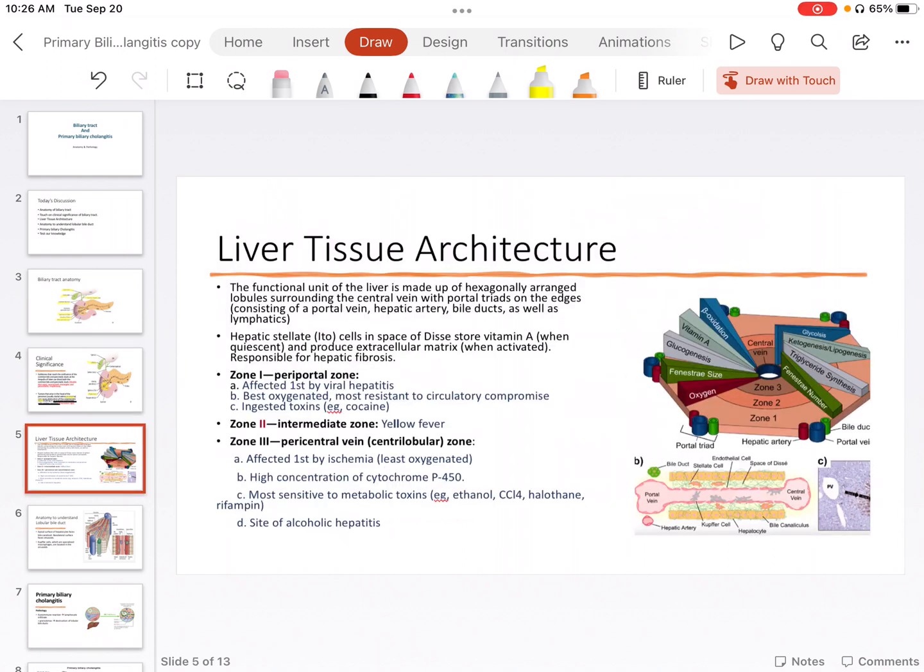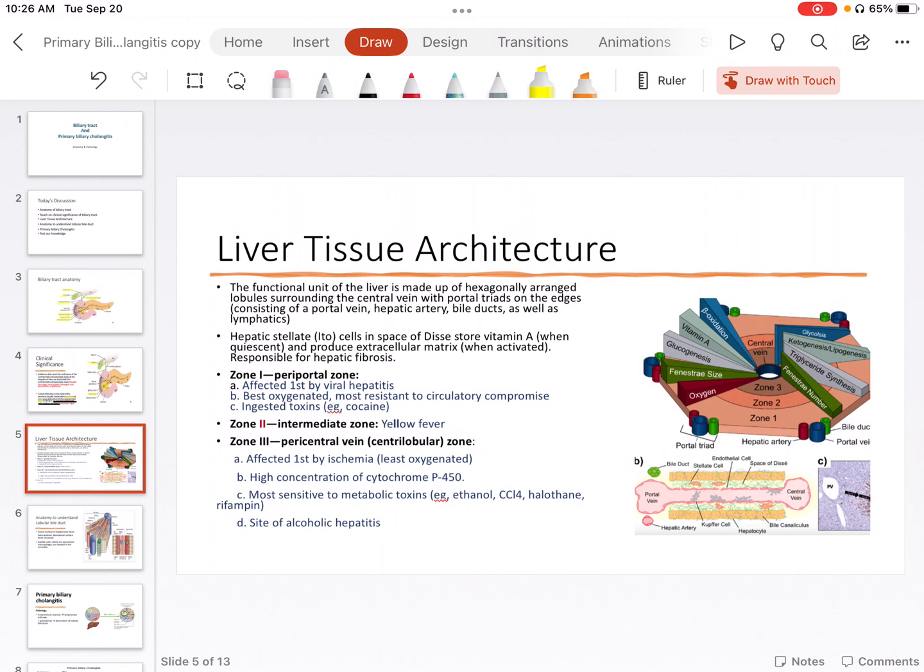Next, liver tissue architecture. This is a very nice diagram to understand the concepts of First Aid, because this diagram is not given in First Aid. I found it on the internet. By the way, you will see all the references on the last slide, from where I got all that information.